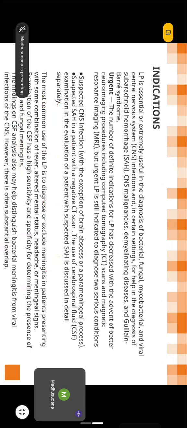Okay, so indications, urgent, when it is required urgently. The number of definitive indications for LP has decreased with the advent of imaging. Many complications may be there. There is a separate code for the headache after LP, post procedural headache. In the G89 series it will come. So usually the patient will suffer headaches, that's why they usually never do this unless required.